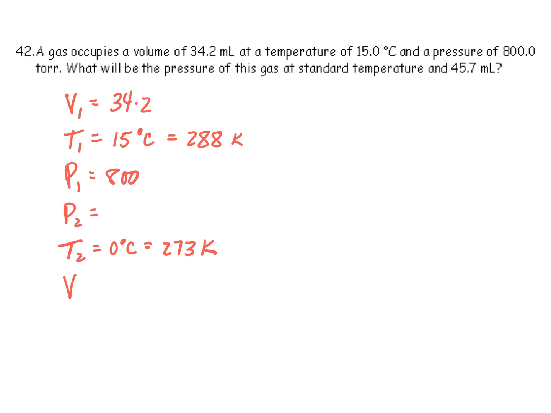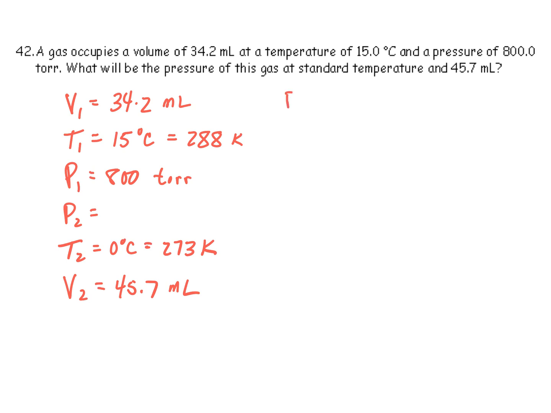And a volume of 45.7. Both volumes are in milliliters. Good to go. Both pressures are in torr. And both temperatures are in Kelvin. We need to solve for P2.